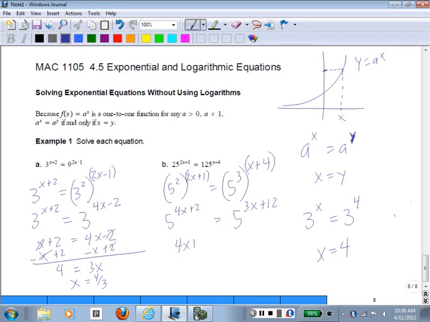Since the bases are the same, we set the exponents equal to each other. And what's x? X equals 10.